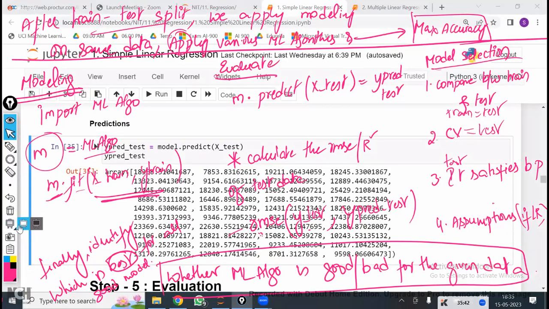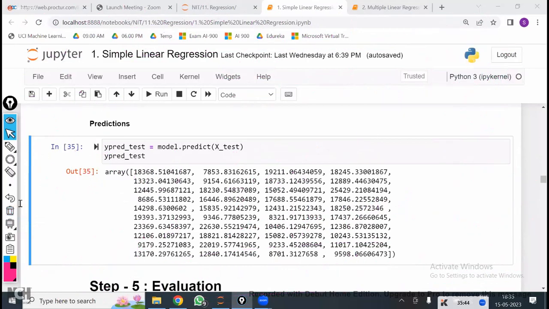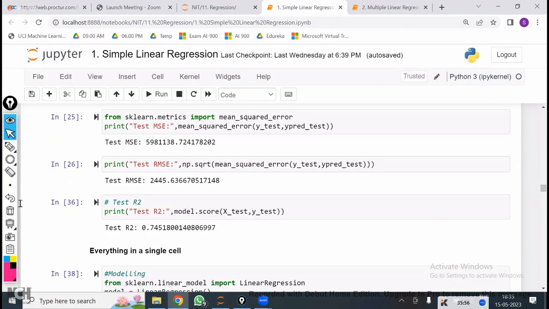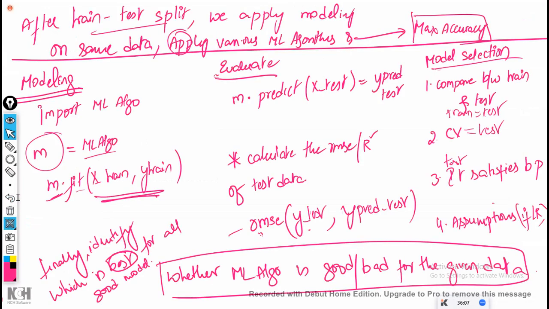Right? So how are we going to calculate the R square? First, we are going to take the mean square error. For the mean square error, we are going to apply the square root, np dot sqrt on that. And R square, how to calculate R square means model dot score on the X test comma Y test. Now it is going to give the R square. Now after doing the evaluation, what is the next step we have to do?